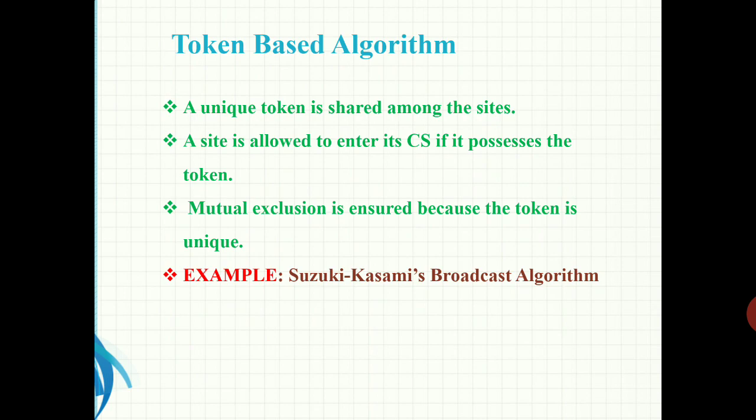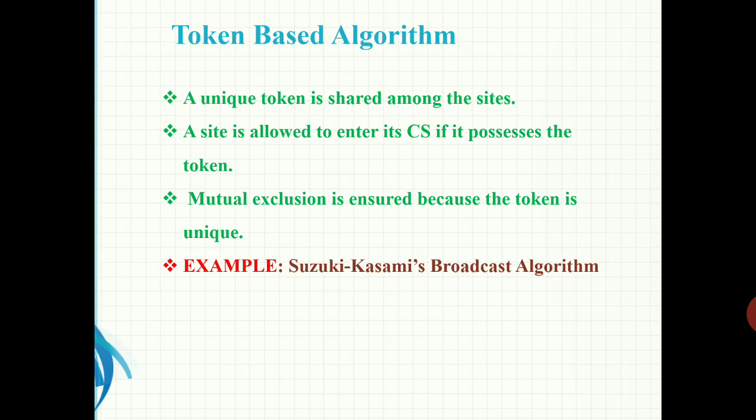That is, we will use some sequence number to identify the old critical section request and the current critical section request. This approach ensures mutual exclusion because the token is unique in the system. One example of a token-based mutual exclusion algorithm is the Suzuki-Kasami broadcast algorithm. Here in token-based, we are using one token. Based on that token, that particular site can enter the critical section.